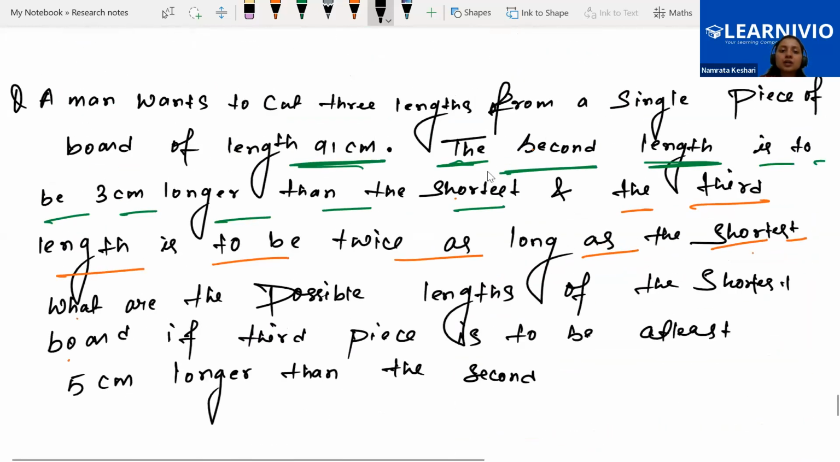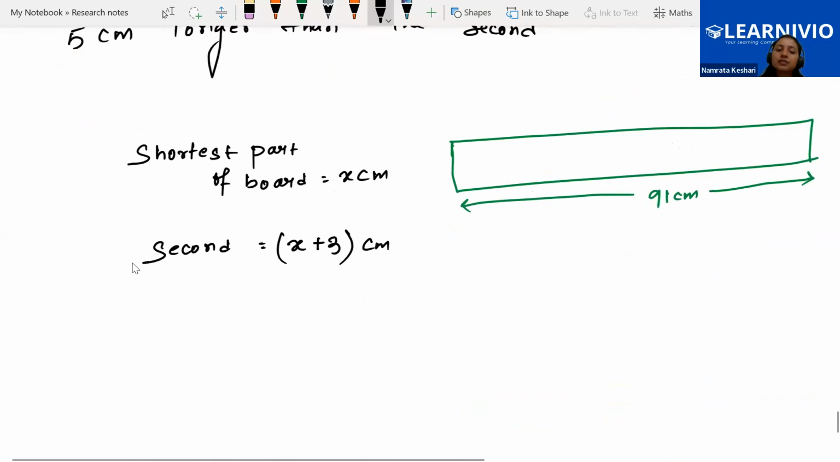Let's continue. The third length is to be twice as long as the shortest. What can be taken from here? Please tell me. Ali, Alina and Sazid, what is the meaning of this orange colored marked part? The third part is twice as long as the shortest. Shortest is x, we have assumed. It is twice as long, that means twice of that, twice of the shortest part.